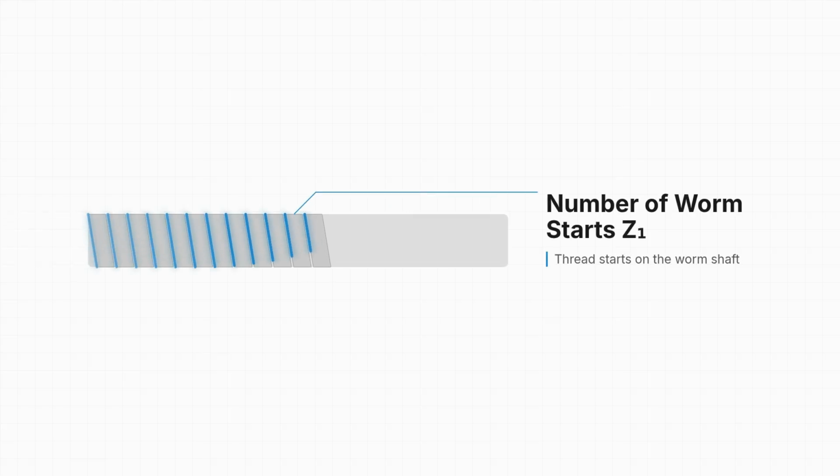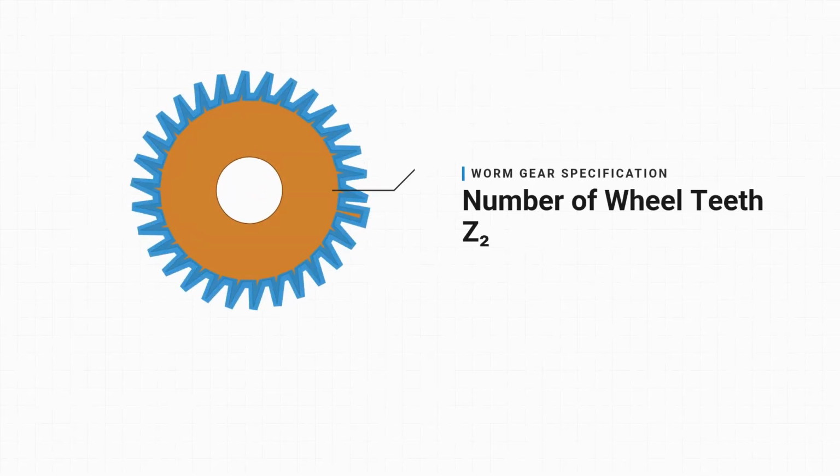First, we have number of worm starts Z1, where you enter the number of thread starts on your worm shaft. Next is number of wheel teeth Z2 for the total teeth on your worm wheel.